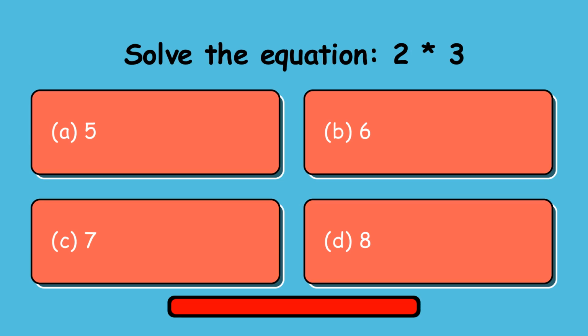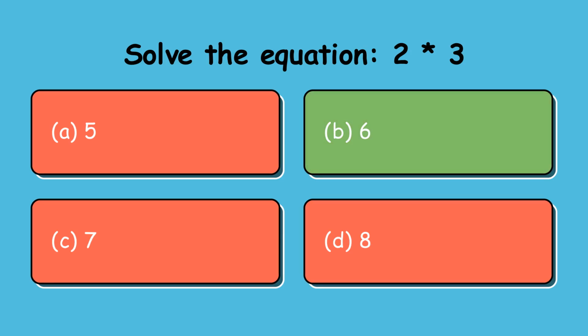Here is the problem. 2 multiplied by 3, and the possible solutions are A, 5, B, 6, C, 7, D, 8. You have 10 seconds to solve the problem, or feel free to pause the video if you need more time. Correct answer is B.